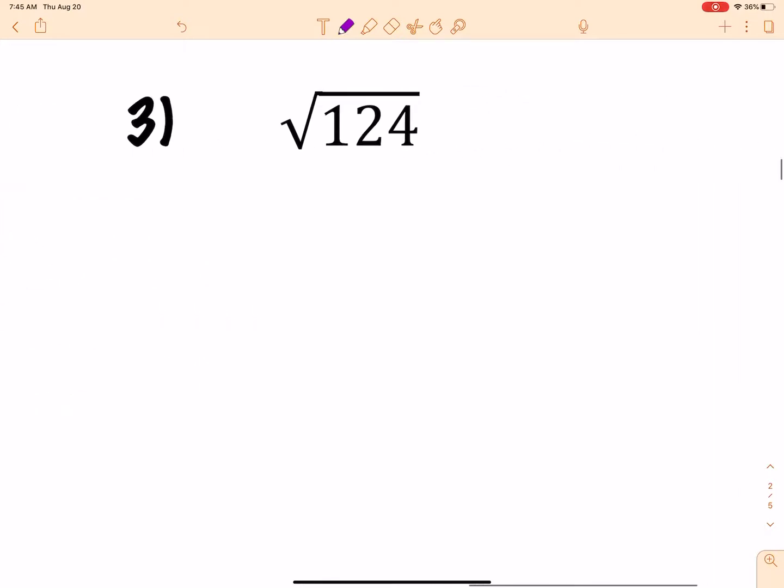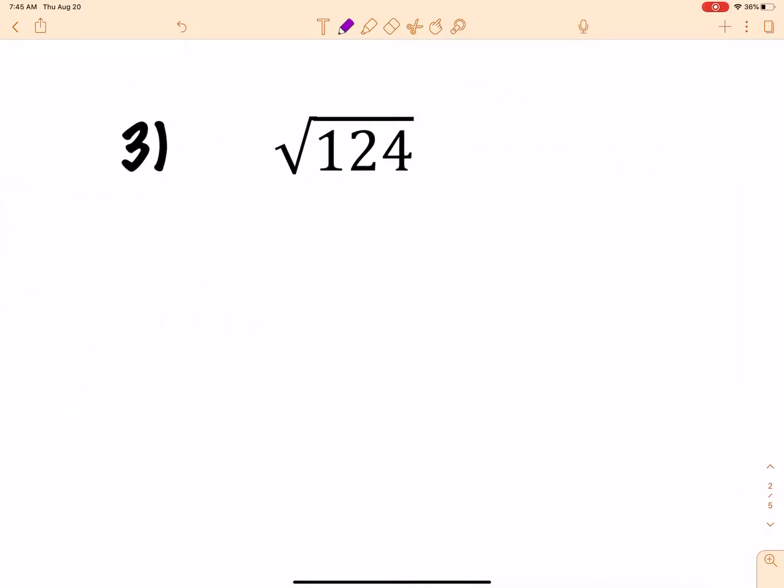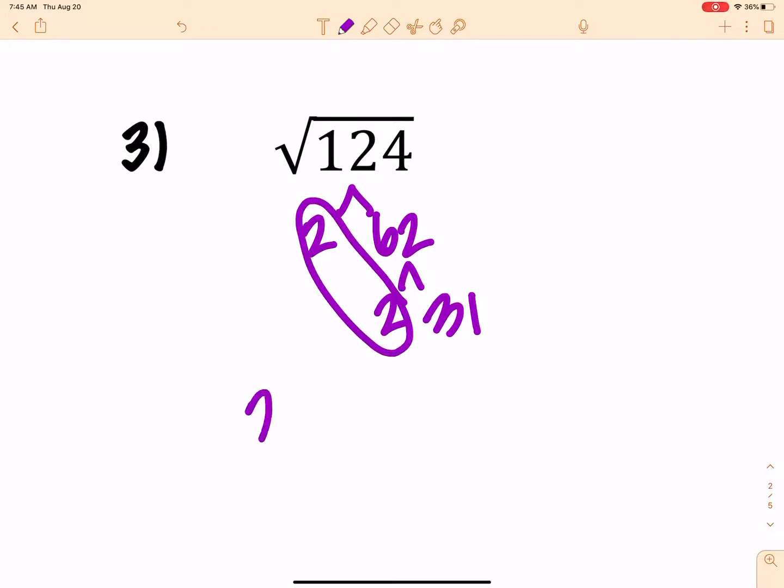We'll do one more before we start doing computations with these. So 124, I always like to start with 2 if I can. 2, 62, 2 goes into 62 31 times. 31 cannot be broken up anymore, so 2s are your friends. They get to play outside, and 31 stays inside.